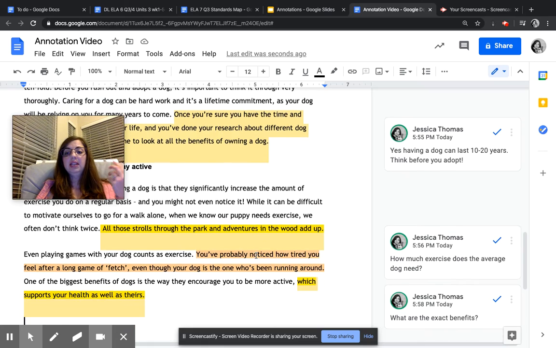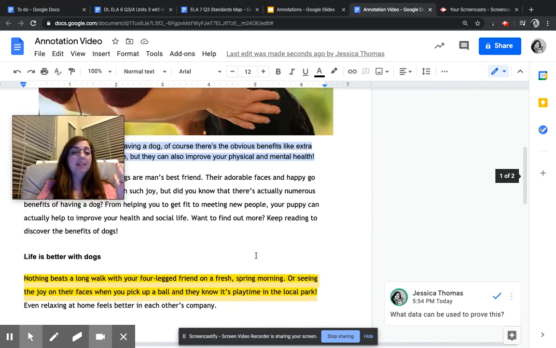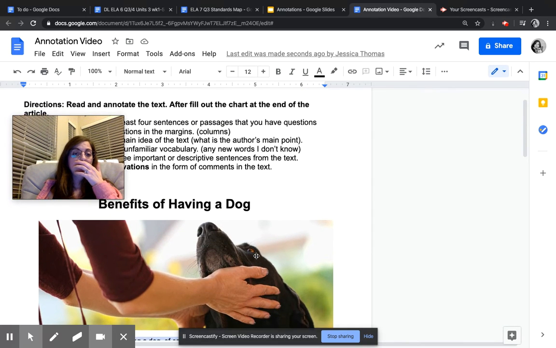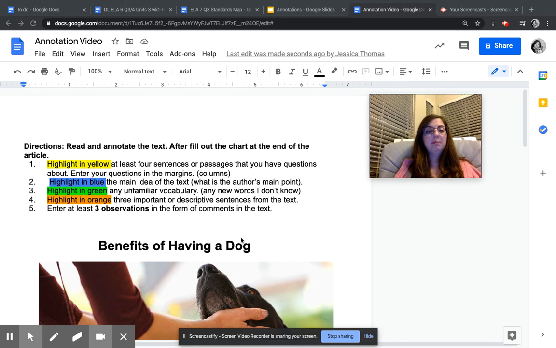Okay, so if you notice, I've already done quite a few annotations. I've made a comment. I've asked 3 questions. I haven't highlighted any vocabulary, so I'm going to have to go back and make sure I look for words that might seem a little bit more advanced. If you don't find any vocabulary, please don't worry about it. It's not the end of the world.